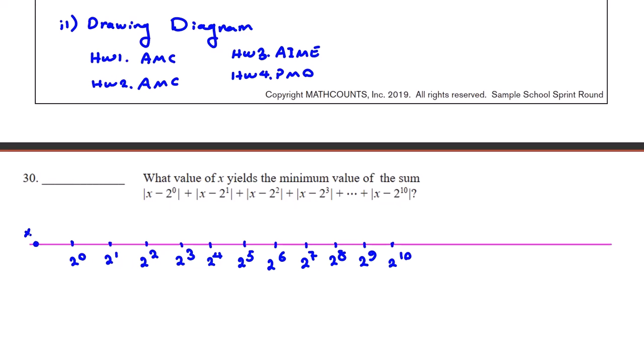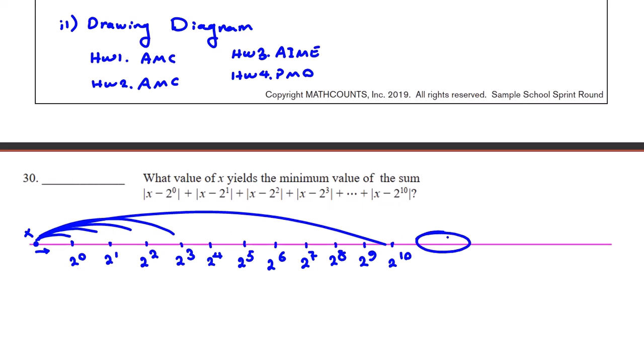Now if x is here, we consider the difference to all these points, okay? So if x goes 1 unit to the right, 1 will be decreased from all of them. And because we want the minimum, it's better to move x to the right. And also, if x is here, by the same reasoning, it's better that x moves to the left.